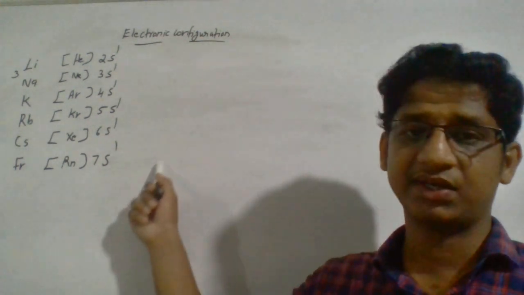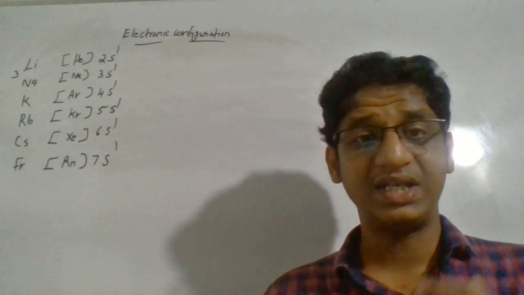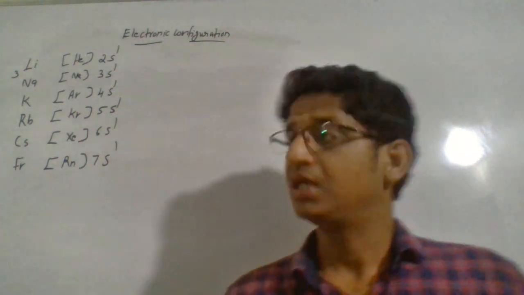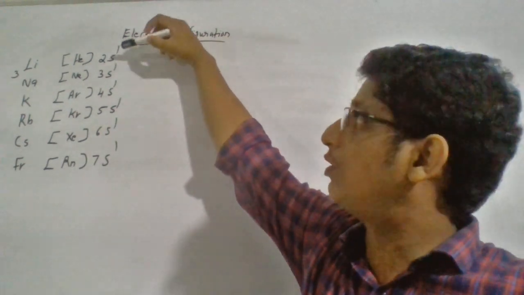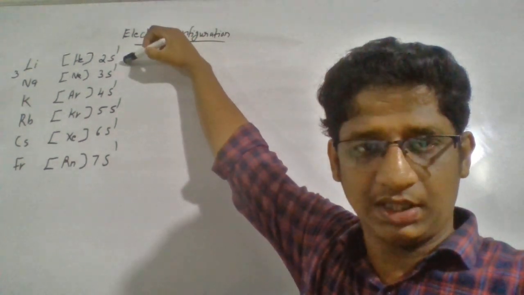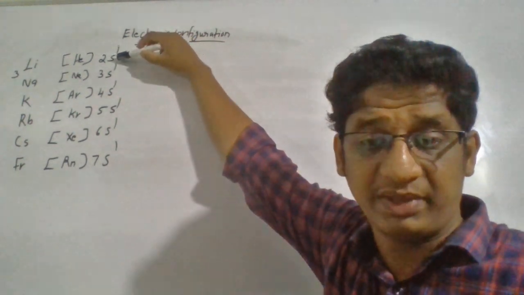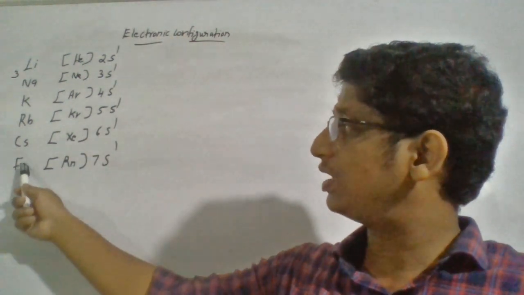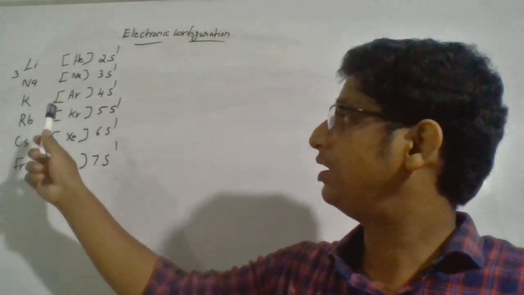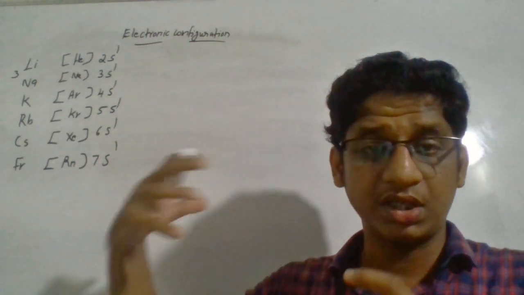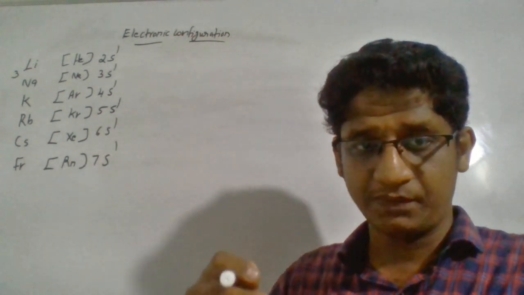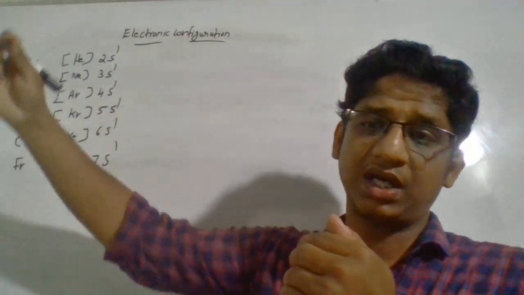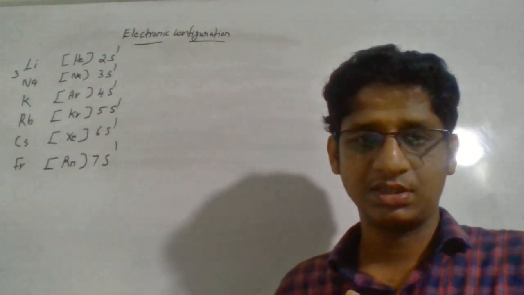So if you have an electronic configuration like this, we can easily predict the chemical properties, because you will see in lithium the outer electron is present in the s orbital, that too in the second main energy level. But look at cesium or francium. Let me compare cesium. The outer electron is present in the sixth main energy level, which means now it's very much far away from the nucleus.